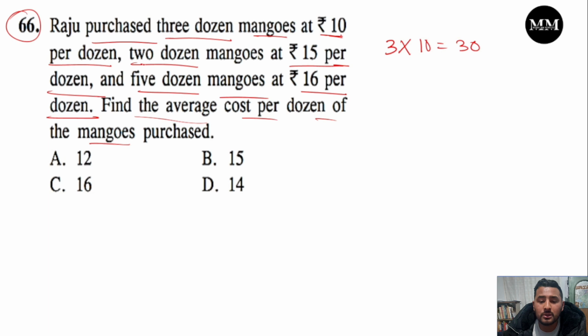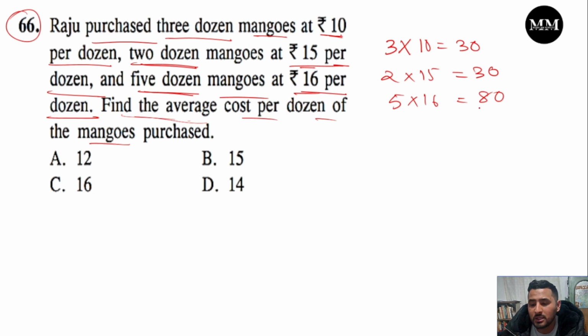Okay, next 2 dozen at rupees 15 per dozen. So 2 into 15, just multiply rupees with number of dozen, so it will be rupees 30 again. And 5 dozen mangoes at rupees 16. So 5 into 16, you'll get how much? 5 into 16 is 80. Okay, now we have to find the average cost. Average cost will be how much?